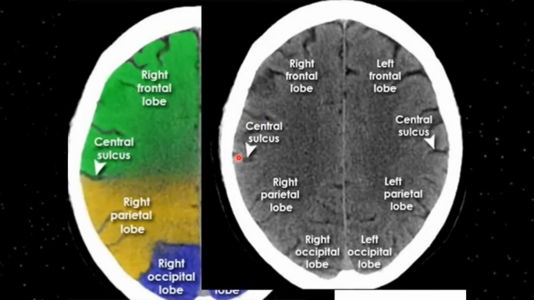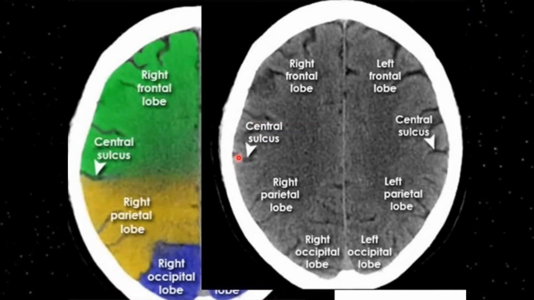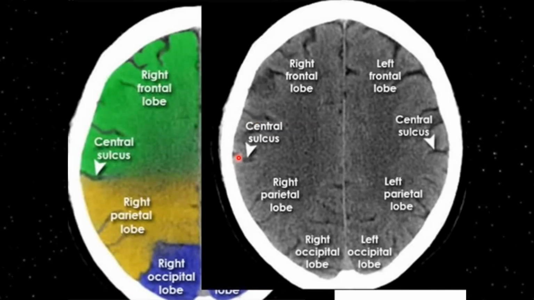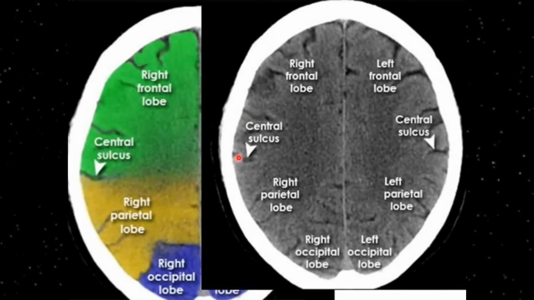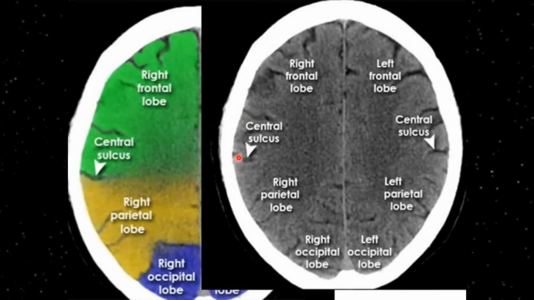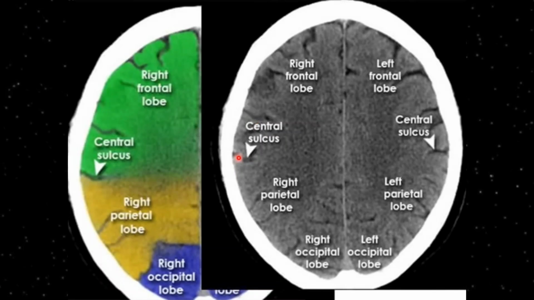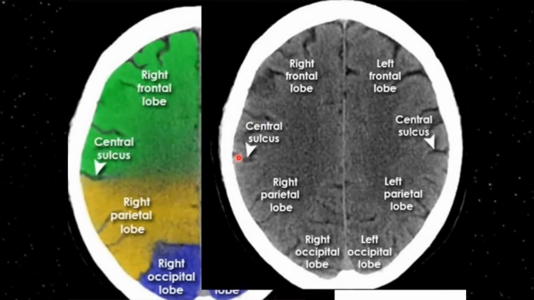So you have to go up towards a more superficial slice, and the only sulcus that continues to the midline would be the central sulcus. So everything lying anterior to the central sulcus would be frontal lobe, and anything lying posterior to the central sulcus would be the parietal lobe.